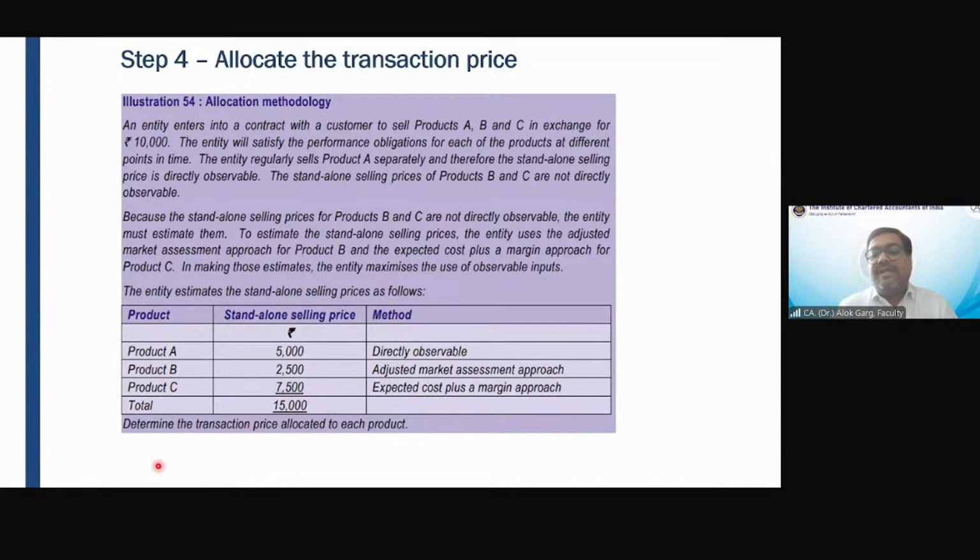Determine the transaction price allocated to each product. The transaction price is 10,000. This company has estimated the standalone selling prices, which are 5,000, 2,500, 7,500. The total of standalone selling price is 15,000. So how to allocate this 10,000? This has to be allocated in the ratio of what? 5 is to 2.5 is to 7.5, right? इसी ratio में allocate हो जाएगा, correct?